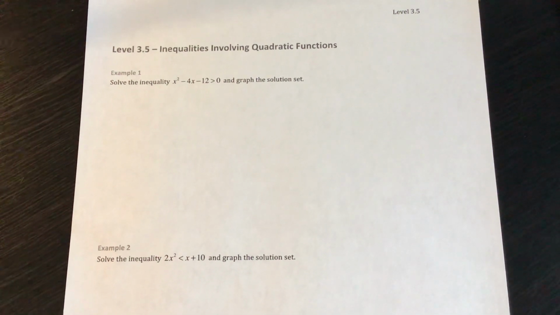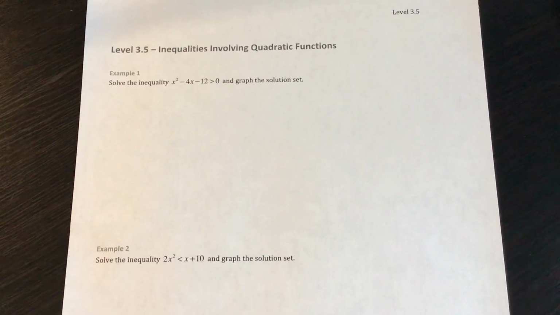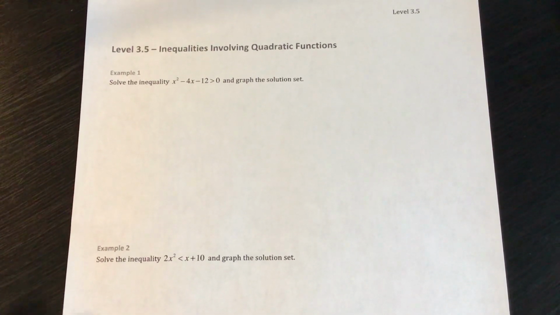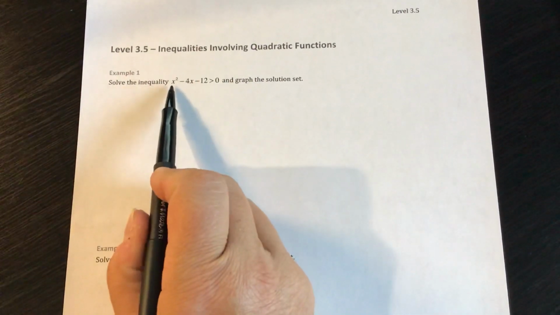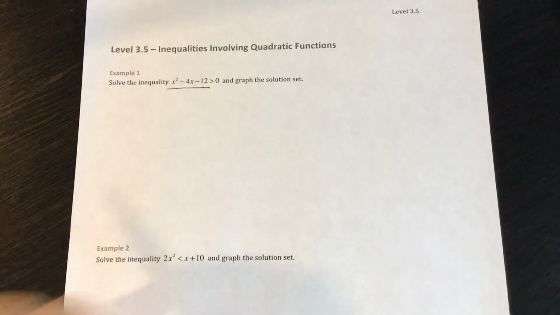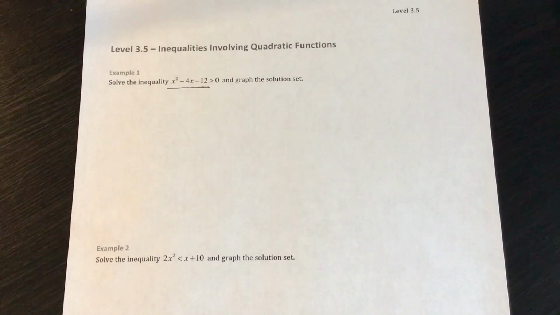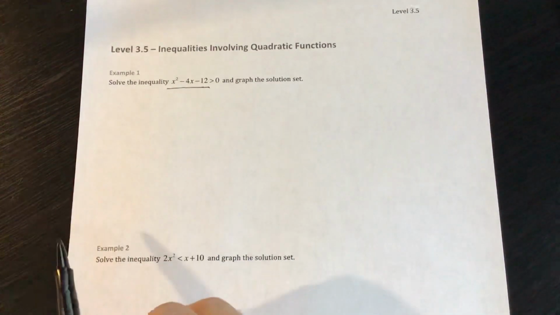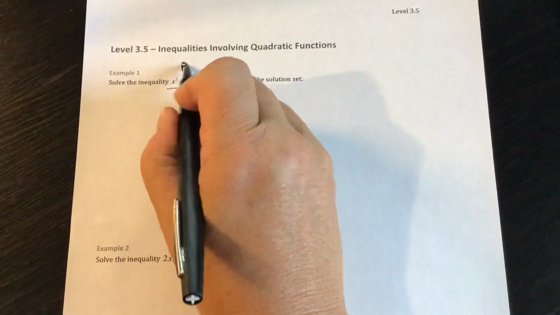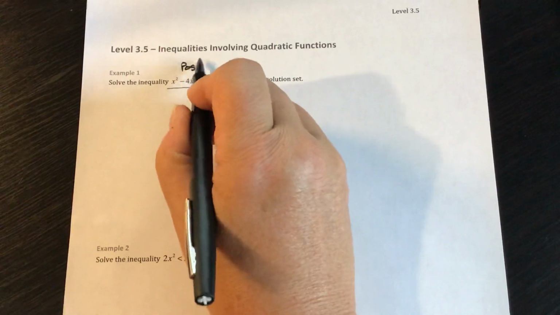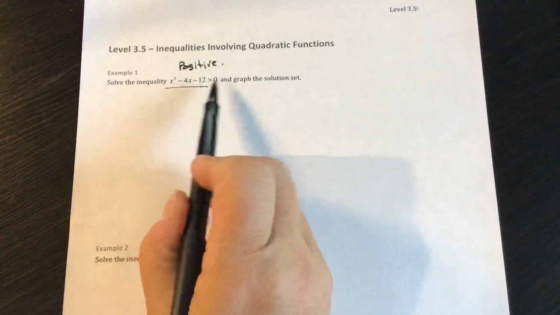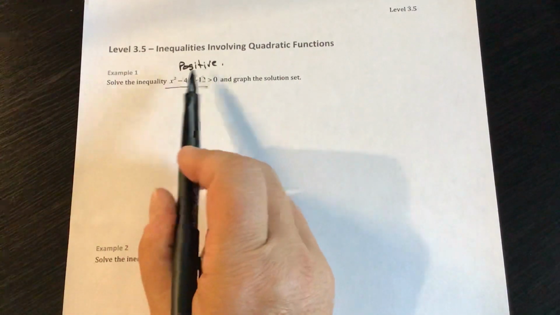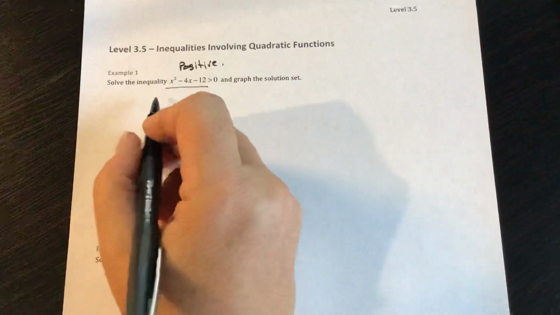So in this last section, we're going to look at some inequalities with quadratic functions, and we're going to look to see where the inequality is true. So we want to know when the values of x squared minus 4x minus 12 are greater than 0. So when these values are positive in this case. All right, so we're going to pretend that this is an equal 0, and this is just a quadratic equation that we need to solve.